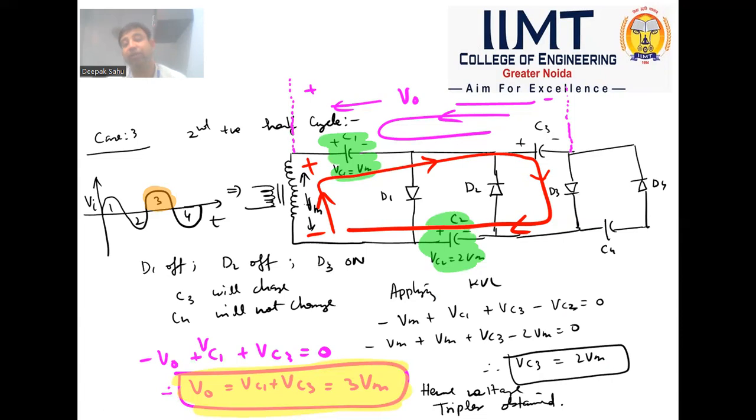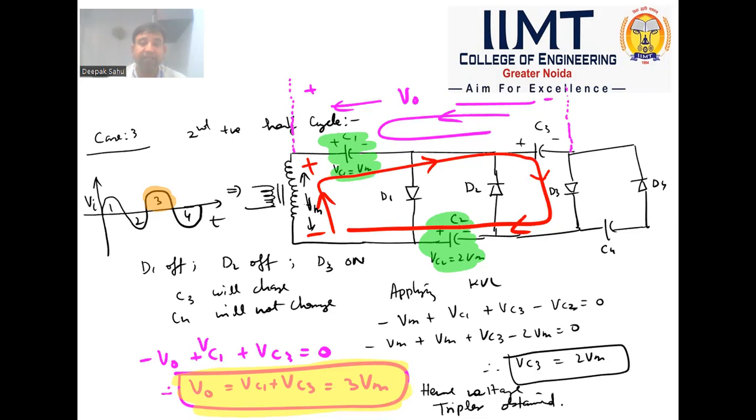So during cycle 3, as shown in the input waveform, diodes D1 and D2 are off and diode D3 gets on, which provides a path for capacitor C3 to charge. It is shown in the dark red line. Now see the negative plate of C3, which is directly connected to the N type of D4.